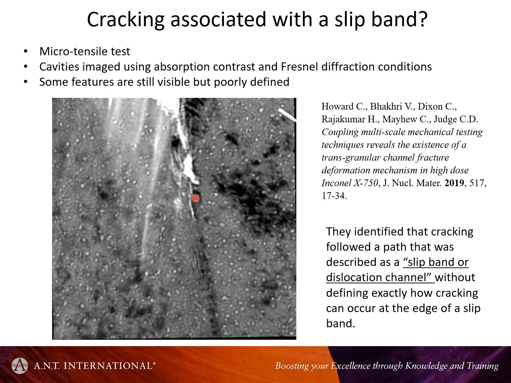So the microtensile test was deliberately in this kind of mode of imaging because it shows up the cavities easier. But what that does is that you end up with kind of poor contrast conditions, and you don't really know what you're looking at. Except they did interpret this as a slip plane or slip band, whatever that means.